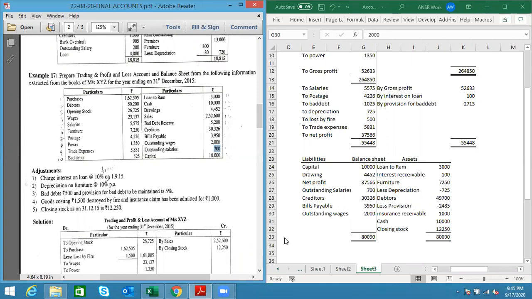So I'll repeat the concept of outstanding again. Outstanding wages, I told, represents the people to whom we have to pay the wages. In exactly the similar concept, outstanding salary represents the people to whom we have to pay the salaries. So meaning thereby it's a personal account. So it will be either an asset or a liability in the same concept through exactly the same chart.